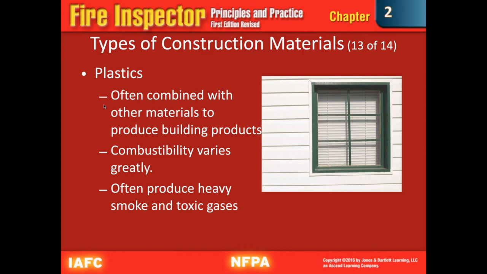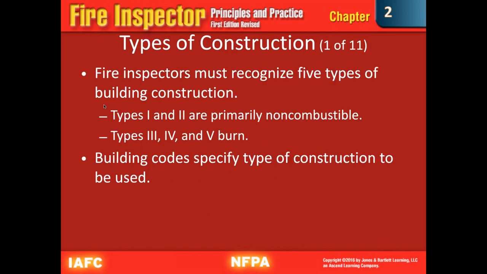Plastics often produce a heavy, dense black smoke. We talked about that. Thermoplastic materials melt and drip when exposed to high temperatures. So they're solid normally, but they'll melt. They can spread a fire. And then thermoset materials, these are fused by heat and will not melt as the plastic burns. They're already basically forged, so they're good.